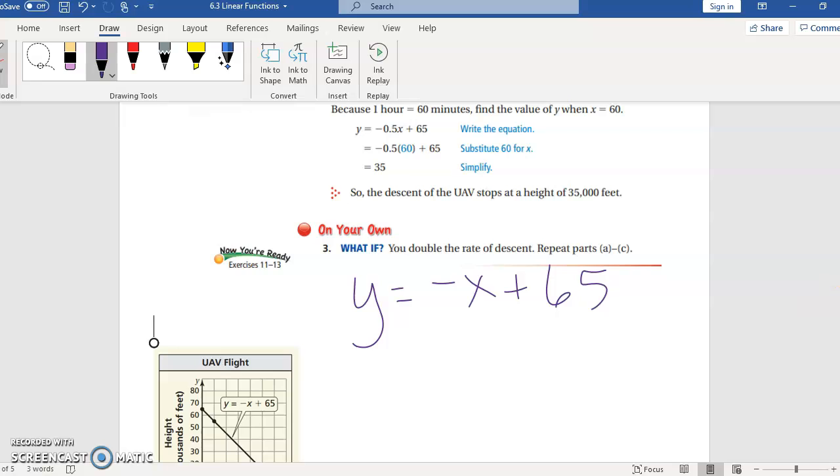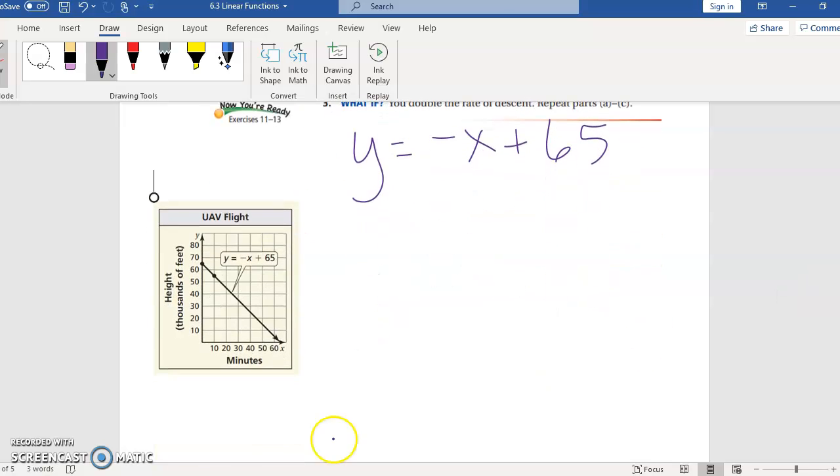Letter B has us graphing it. So if you look over here, again, I still start at 65 feet, so I'm going to put a dot at 65. But now it's going to descend 1,000 feet per minute. Okay, so after 10 minutes, it's going to descend 10,000 feet. So now for every 10 minutes, it should go down 10,000 feet.